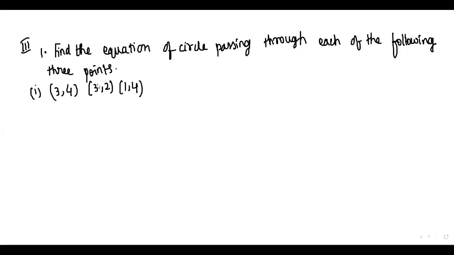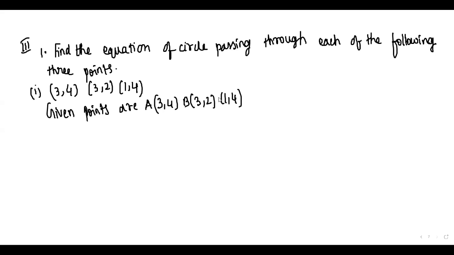Take the next question, Roman number 3, question number 1. Find the equation of circle passing through each of the following 3 points. The points are (3, 4), (3, 2), (1, 4). Now first let us write the given points. Given points are (3, 4), (3, 2), (1, 4). Let us name them as A, B and C.